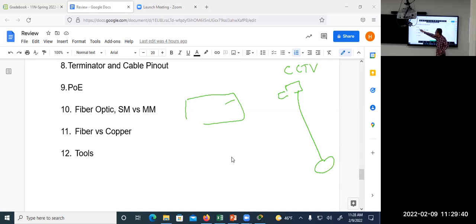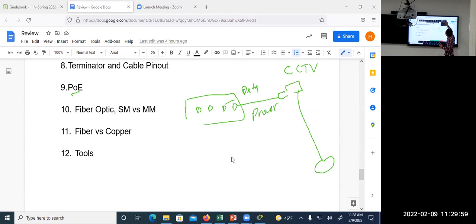But if you work with Power over Ethernet, on some interfaces of the switch, when you connect the cable, at the same time you can deliver both the data and the power here. They call it Power over Ethernet.